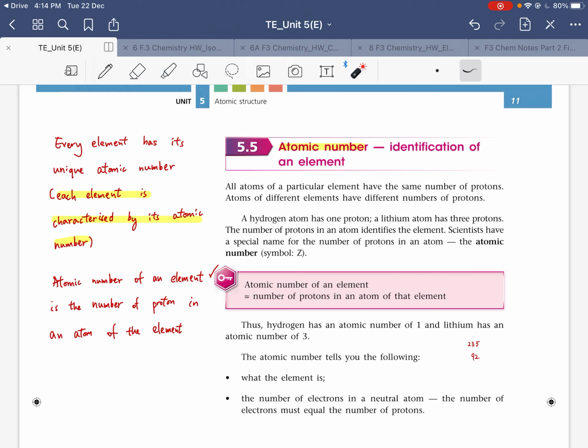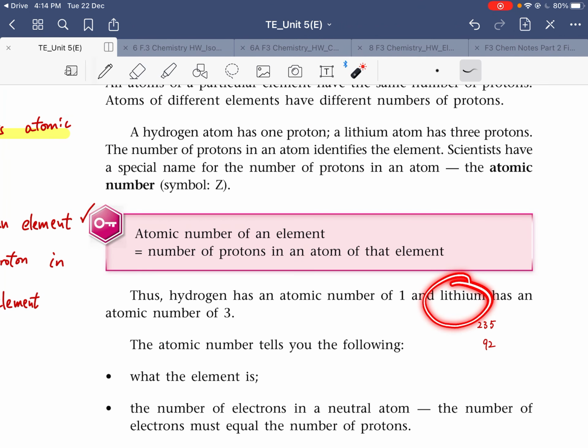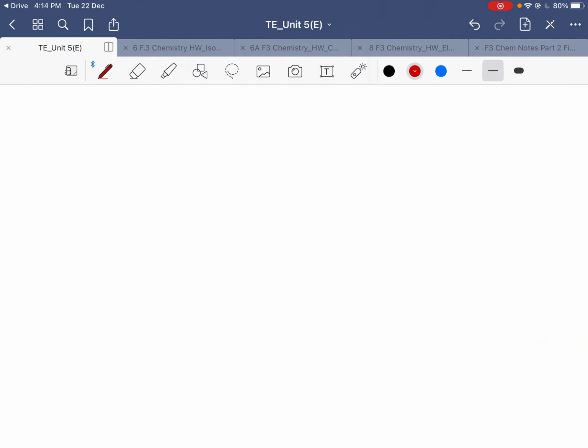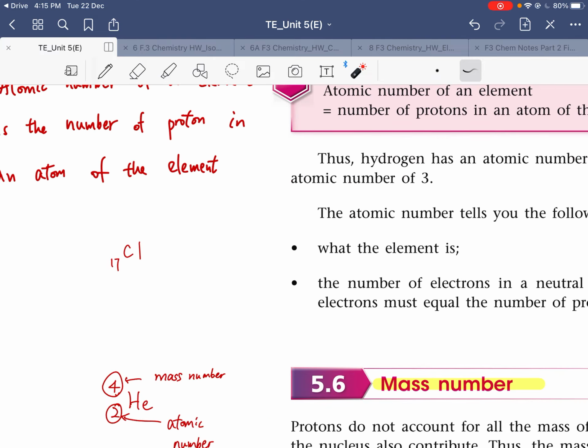And every element has its unique atomic number, just like an identity number. Hydrogen, atomic number 1. Helium, atomic number 2. So you need to know, for example, lithium, atomic number 3. So 3 protons, 3 electrons. If the atomic number is 3, that means 3 protons and 3 electrons. And for example, a random element, you have this one, chlorine. The atomic number is 17, that means 17 protons, 17 electrons.